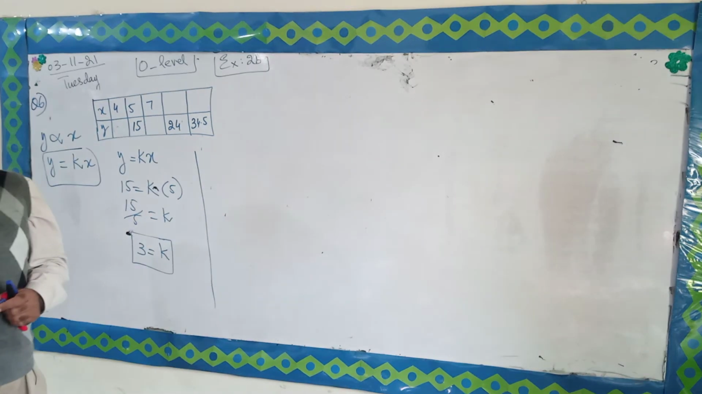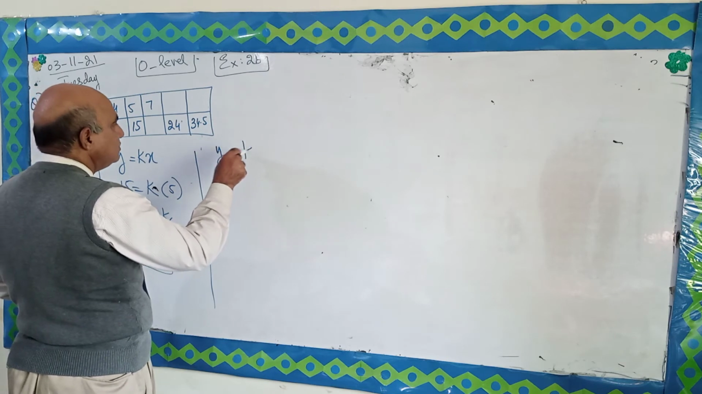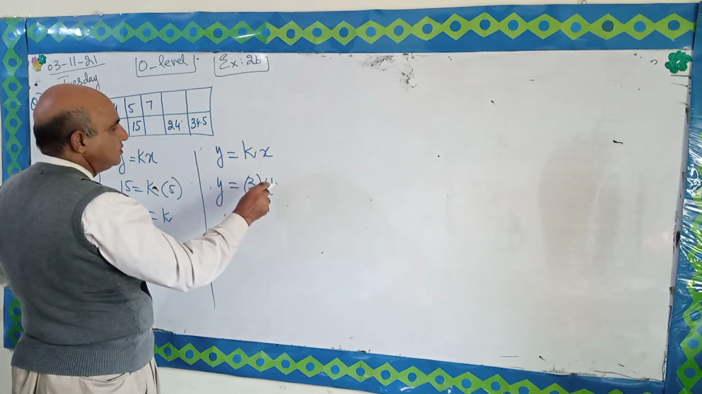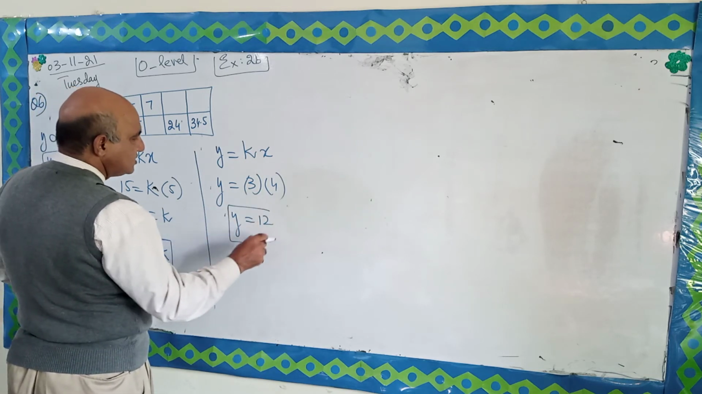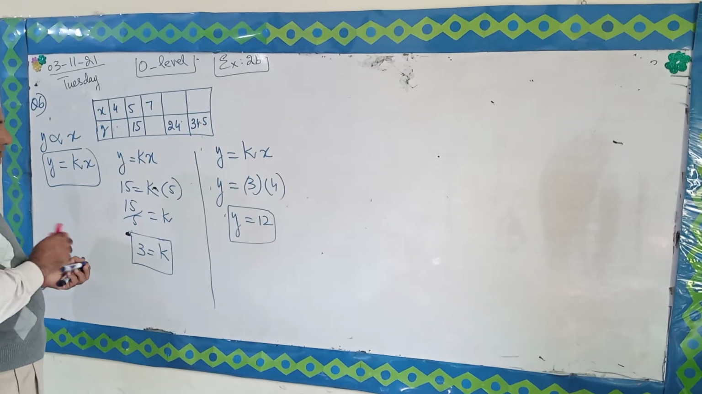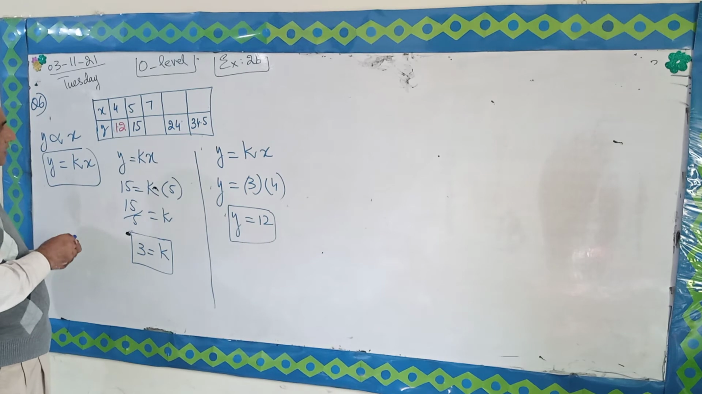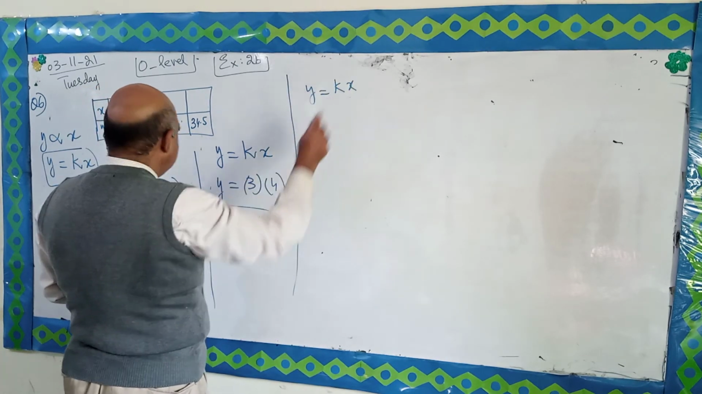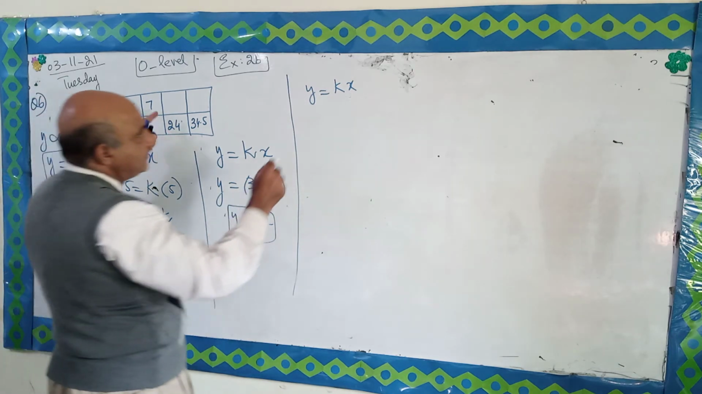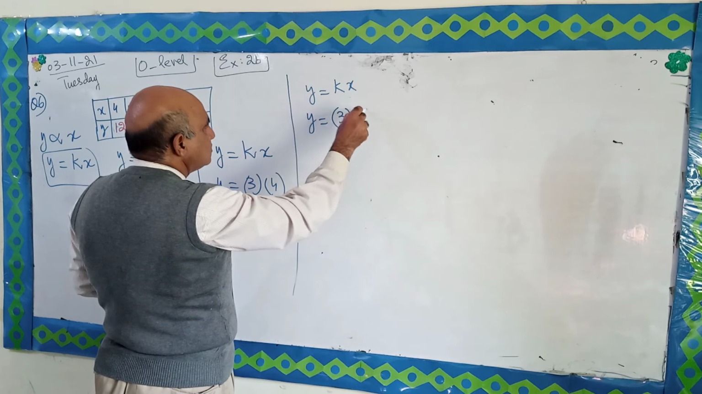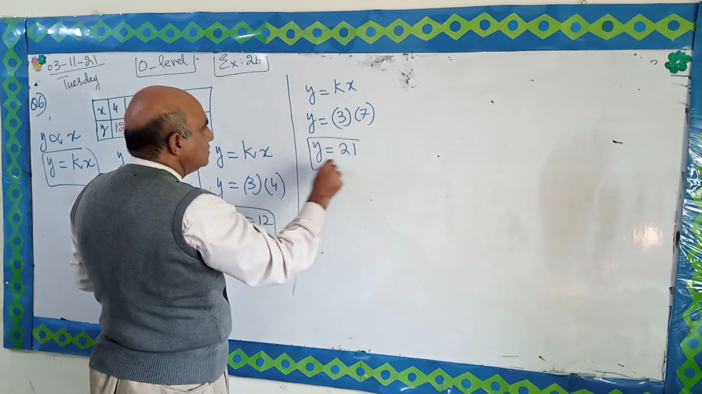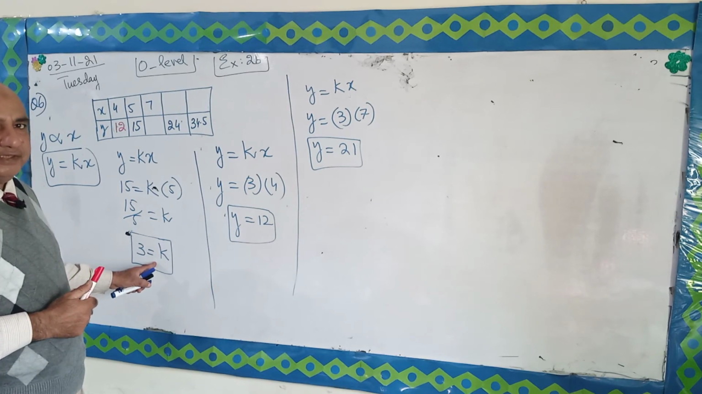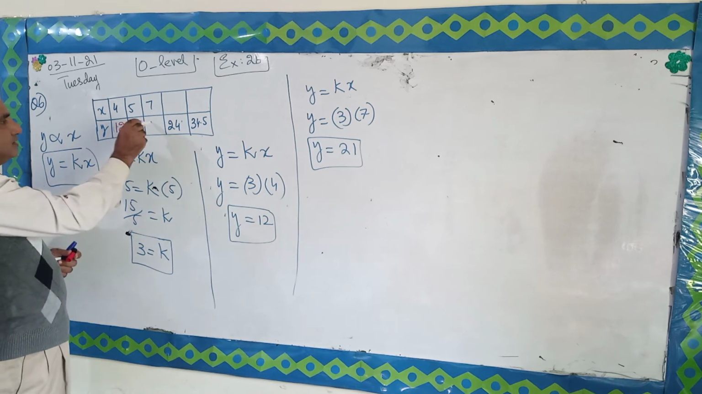Now y is equal to kx. So y is equal to 3 times the value of that cell, which is 4. So here y is equal to 12. This is the first value we have found, 12. In the next question, y is equal to kx. The value of k is 3, and here the value of x is 7. So y is equal to 3 into 7. So y is equal to 21. We have just substituted the values of x and y given, and also the value of k which we found from the equation. So here this is 21.